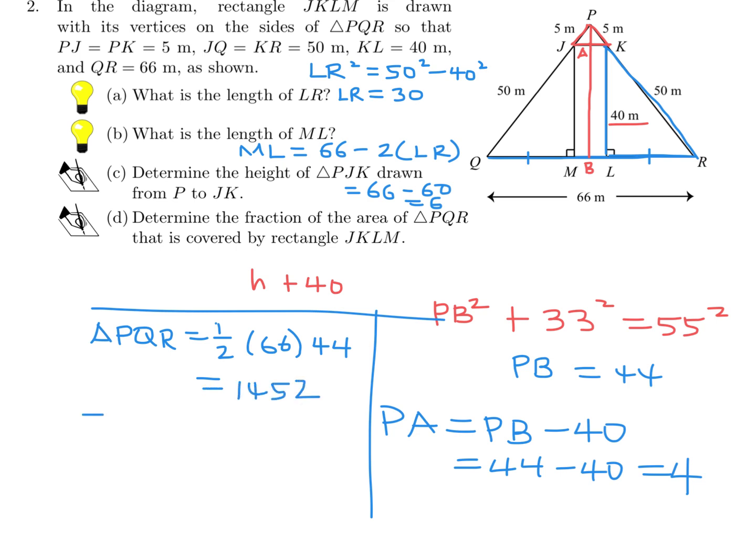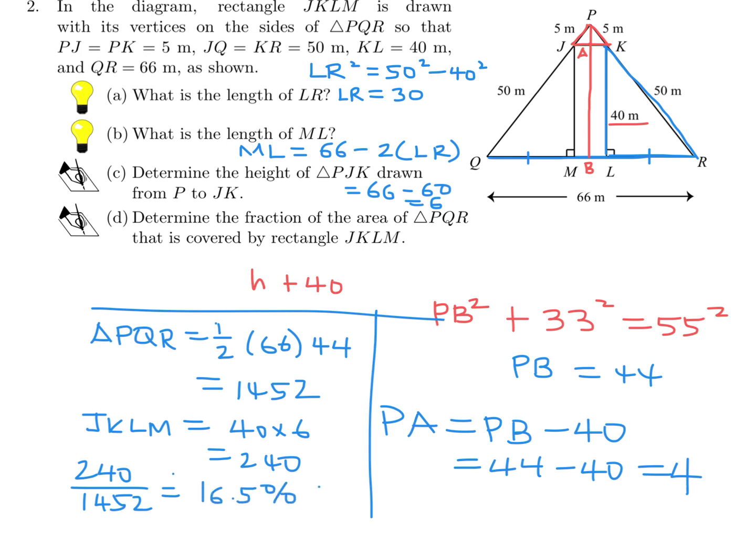Okay, so JKLM, length times width, and that's going to be 40 times 6, which is 240. So I guess the fraction is just 240 over 1452, and I believe in lowest terms, well, whatever that is in lowest terms, and in a percentage, it's approximately 16.5%.